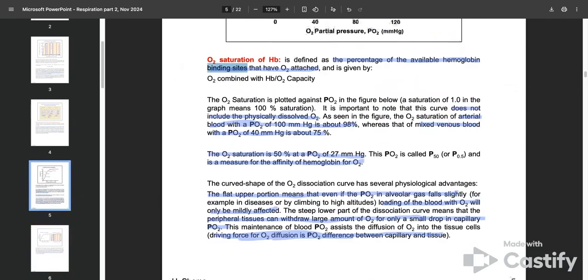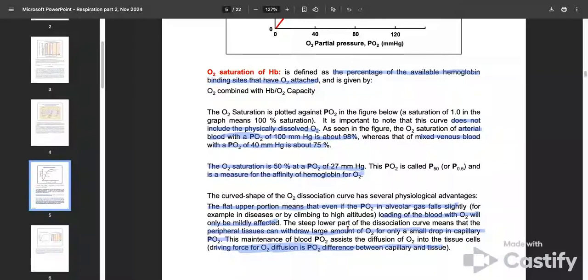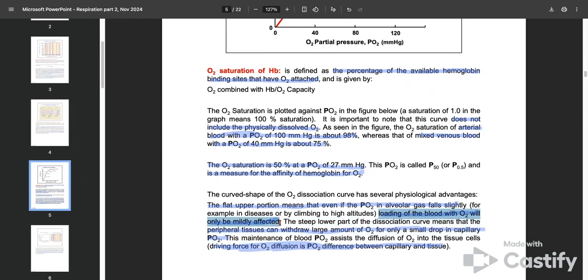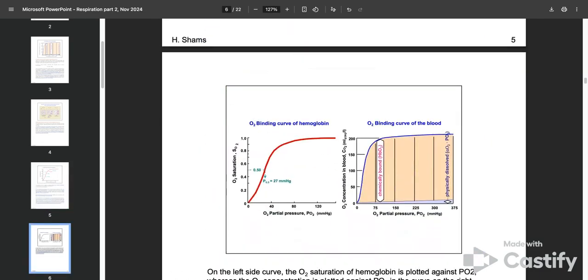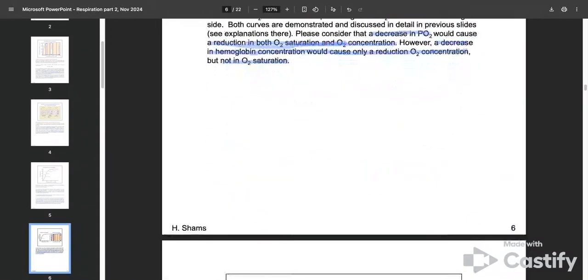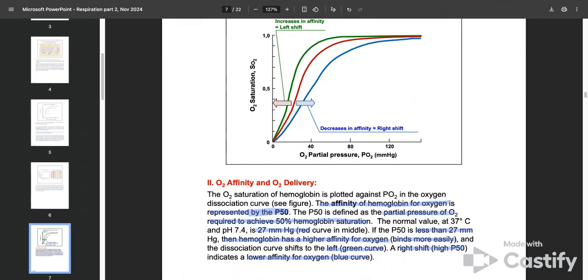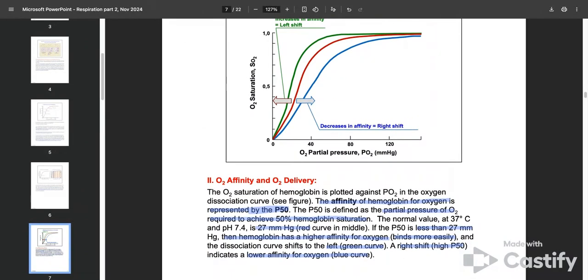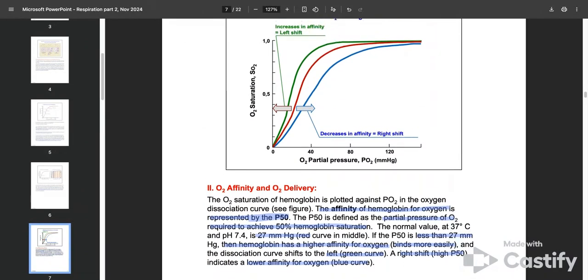Okay? And that's why we also said here that the flatter portion means that even if the partial pressure of oxygen in alveolar gas falls slightly, loading of the blood with oxygen will only be mildly affected because the saturation isn't affected that much. Okay? Now, let's move on. I hope that made sense. If it didn't, you can always go back, rewind, and listen to that again.